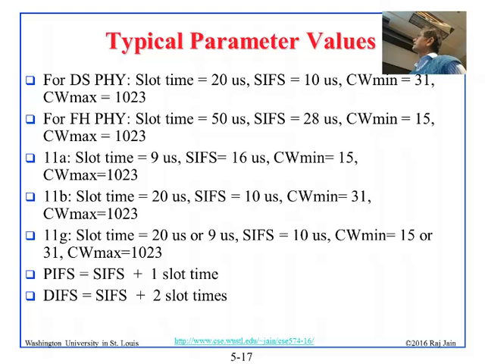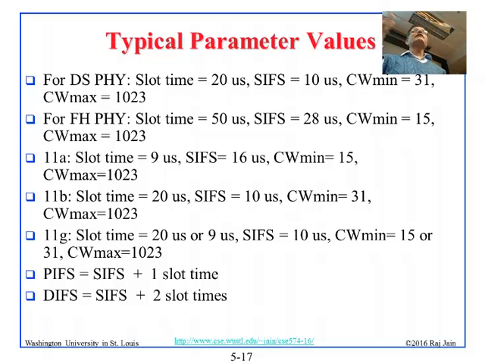So for this DS PHY, typical slot time is 20 microseconds. So US is micro. And SIFS is 10 microseconds, CW min is 31 and CW max is 1023. For frequency hopping, it is 50 microseconds and so on and so forth. Now, these were the original ones in 802.11, but then 11a changed it to 9 microseconds and so on, and 11b and 11g changed it. Now, I wouldn't remember these values myself, so I wouldn't expect you to remember, but I just wanted you to know that there is a variation.